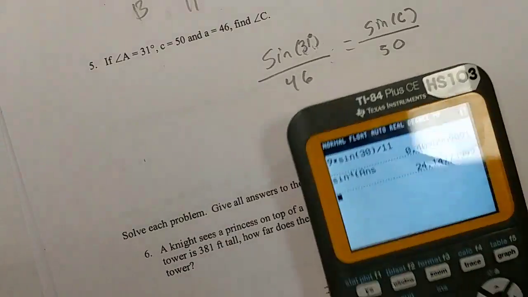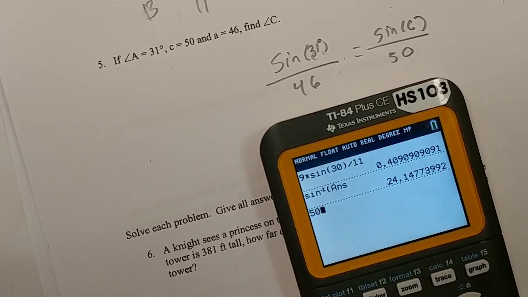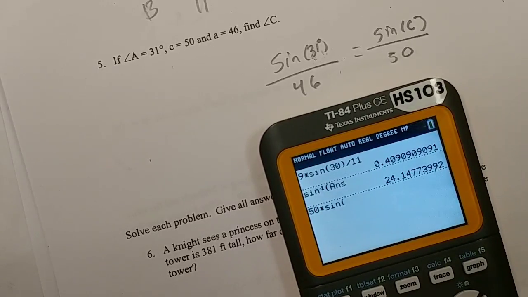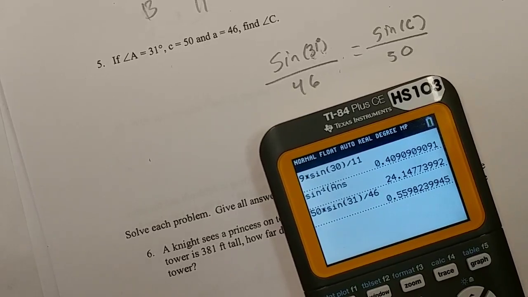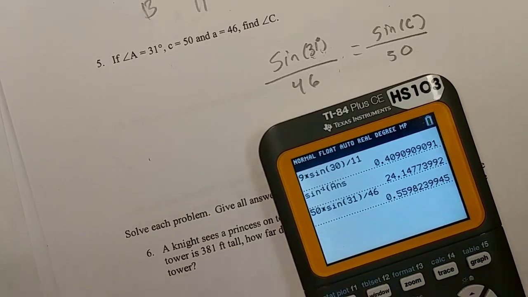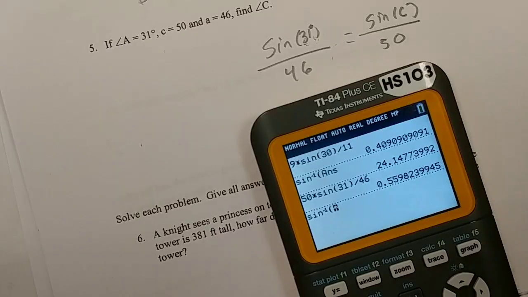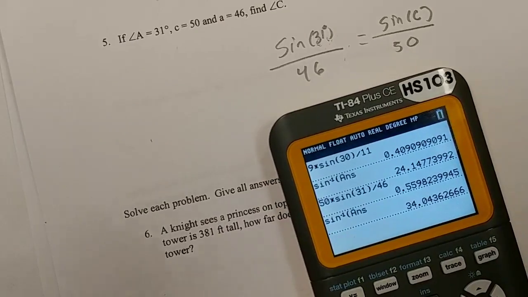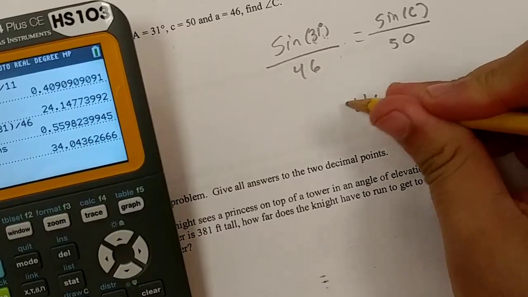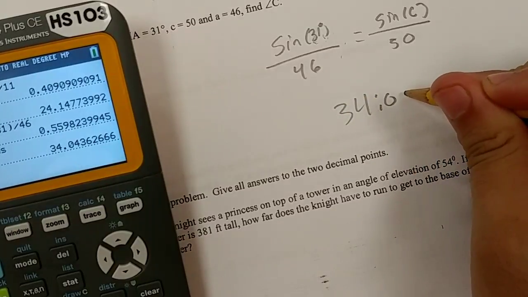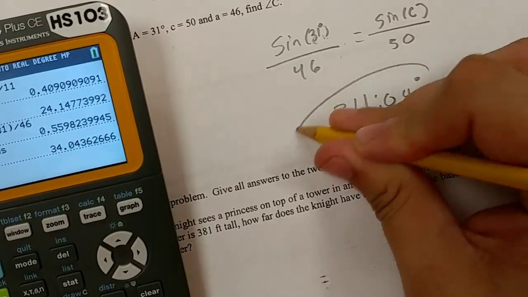So again, a little bit of cross multiplication. 50 times sine 31 divided by 46. That's going to be that. Then I have to do an inverse sine for that answer. So my final answer there is 34.04 degrees.